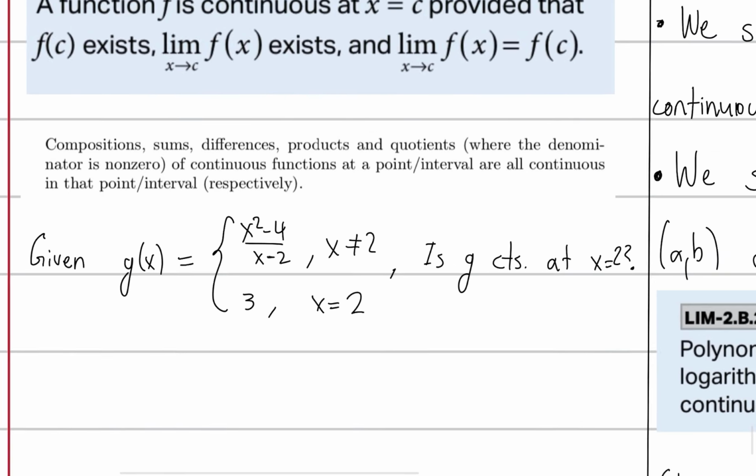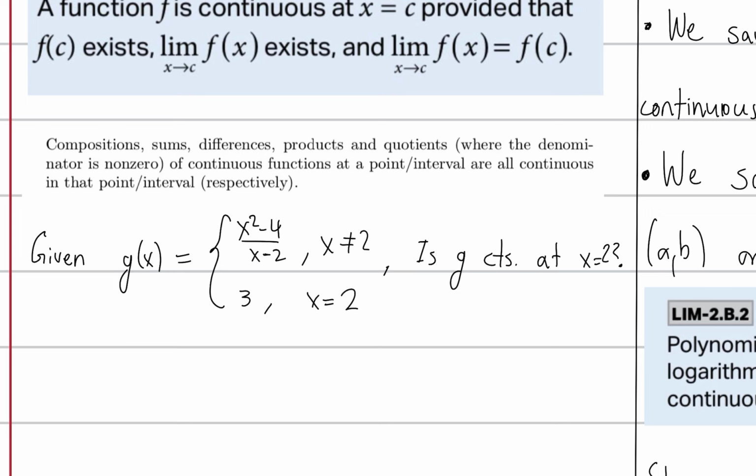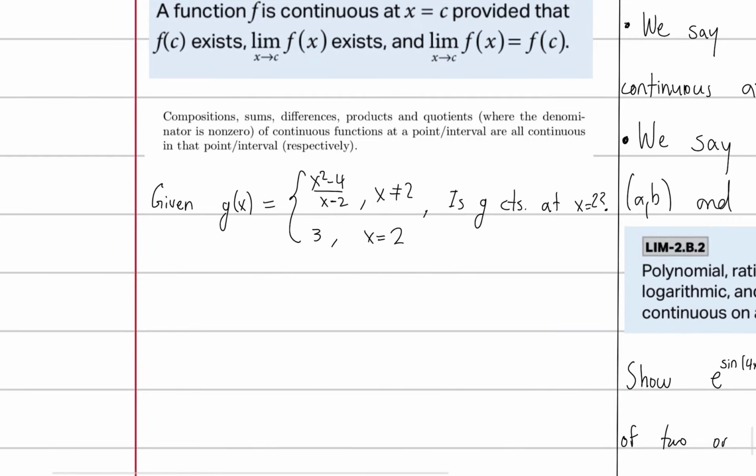Here's an important theorem to remember, although you don't need to know a name or anything, it's just a rule. Compositions, sums, differences, products, and quotients, of course, where the denominator is non-zero, of continuous functions at a point slash interval. We'll get to interval in just a minute. And they're all continuous in that point slash interval, respectively, meaning in that order. So if we compose or add or subtract or multiply or divide two continuous functions, we will get a continuous function.